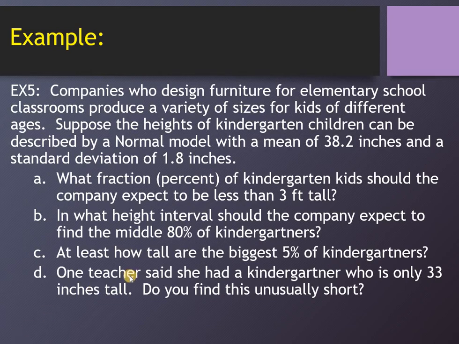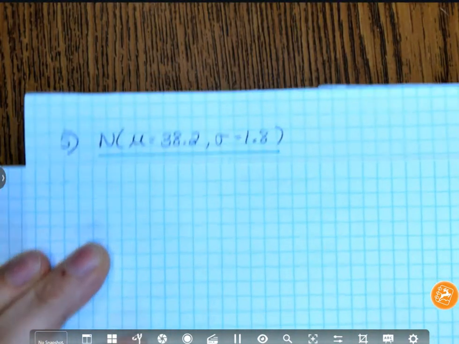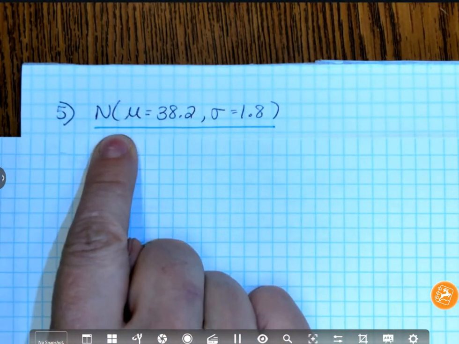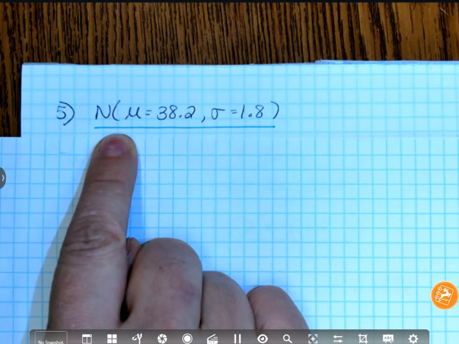Picking up with problem number 5, we're trying to figure out things dealing with the height of children. So the very first thing that you have to do, and this is not an option, you absolutely must do this, is write down your distribution. That is not optional. You must write it down someplace for each question.